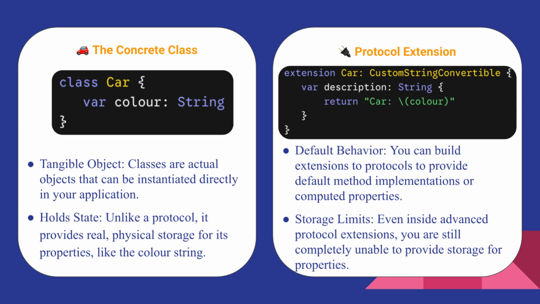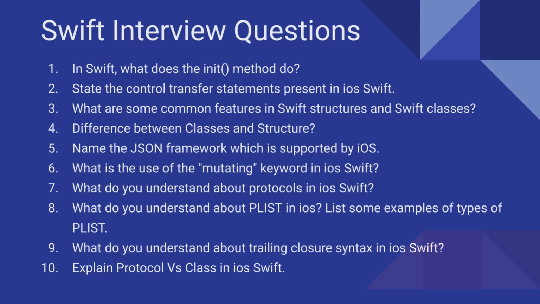And that concludes our technical deep dive into these essential iOS architecture and Swift concepts. We've covered everything from the fundamental rules of mutating keywords and protocols to the syntax optimizations of trailing closures and structural differences of data storage.